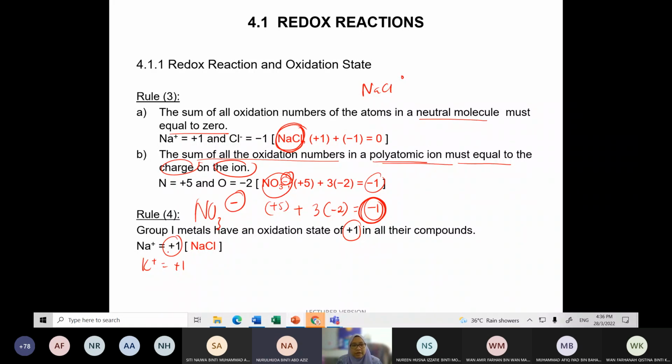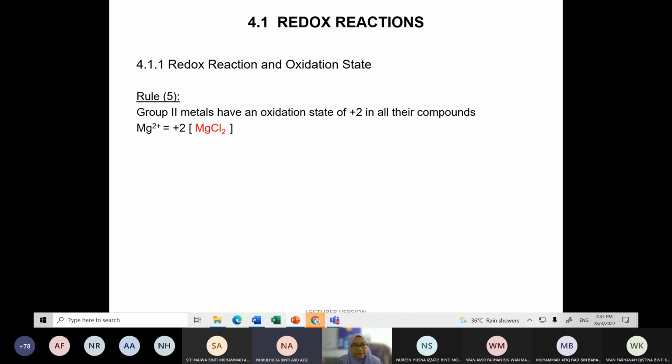Okay, alright. So this is the same as earlier part, yang rule number 2, if I'm not mistaken. Yang rule number 2 tu dia nak introduce ion, but this one, rule number 4 ni dia nak introduce in the form of group 1, group 2. Yang rule number 2 tadi, yang kita belajar tadi, dia nak introduce in general the ion. So ion dia punya oxidation number, how do we determine the oxidation number?